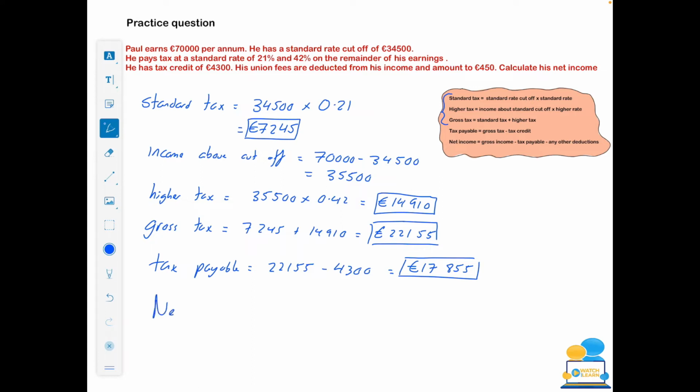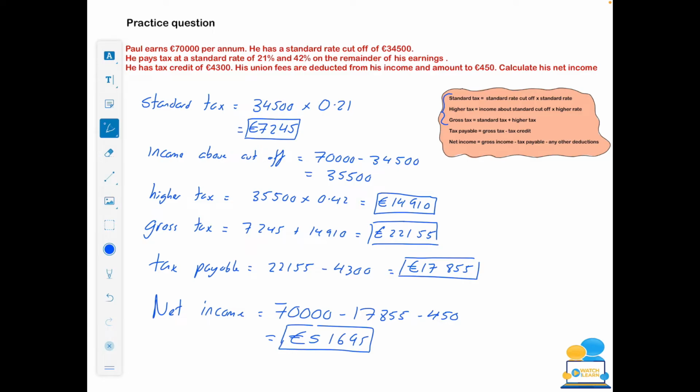Now we're going to find his net income. His gross income was 70,000. We need to subtract his tax and any other deductions. Go back to the question. We see his union fees are deducted as well, and they come to €450. So it'll be 70,000 minus 17,855 minus 450. So really, what he gets into his pocket is 51,695.